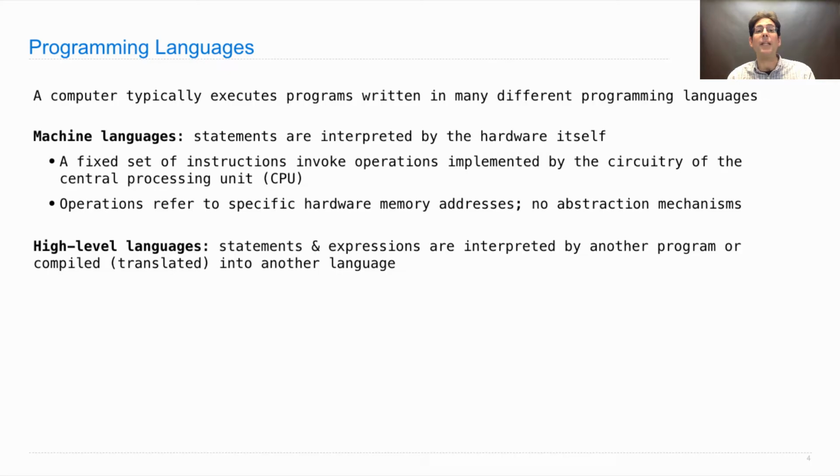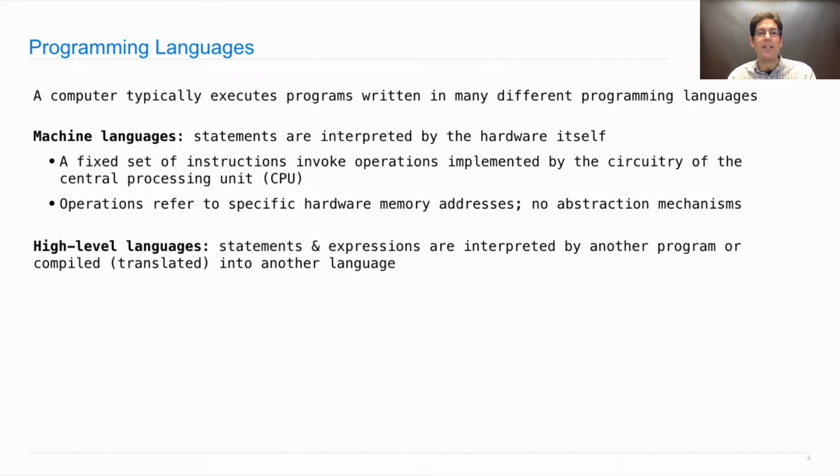That's all left to high-level languages, which have statements and expressions that are interpreted by another program, or they're compiled into another language. Interpreting involves reading the program and executing its behavior, while compiling involves translating it into another language, such as a machine language, so that it can be executed later. And many modern languages do a mixture of both of these, compiling parts just in time in order to be executed as if they were being interpreted interactively. But those details you can worry about in a later course.